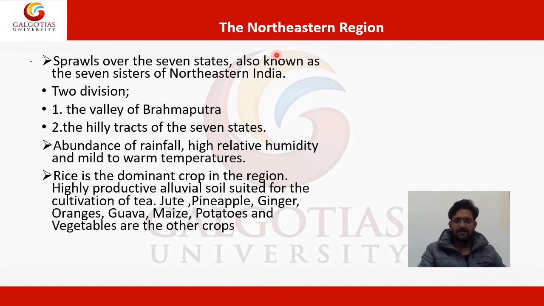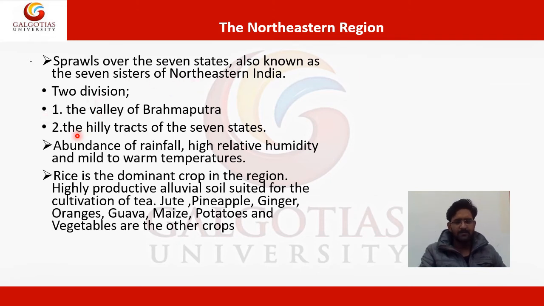Now the second one is the northeastern region. It sprawls over seven states. They are generally called the seven sisters. If you see the northeast states, that is Assam, then your Meghalaya, then your Tripura, your Nagaland. Okay, so all these comprise important states. They are together also called the seven sisters, across the seven states, also known as the seven sisters of northeastern India.